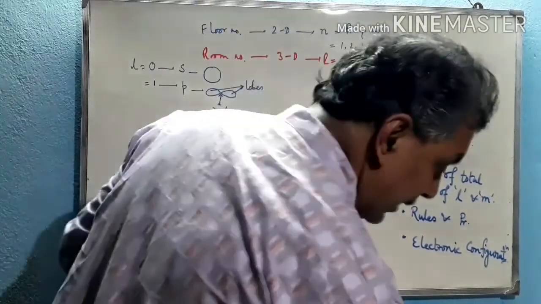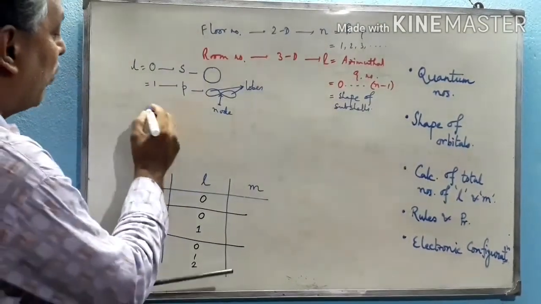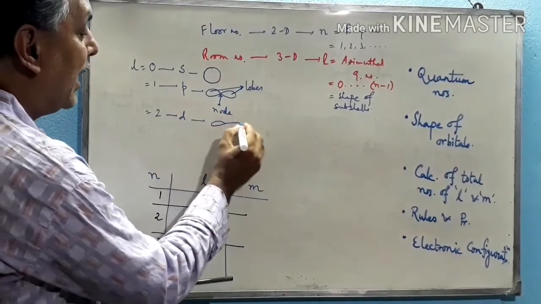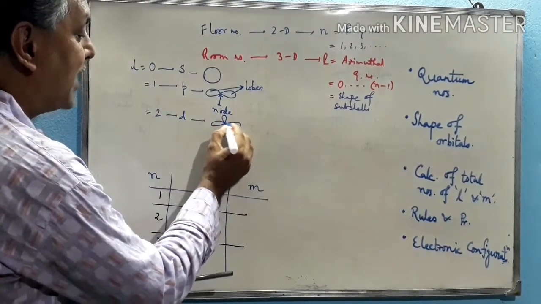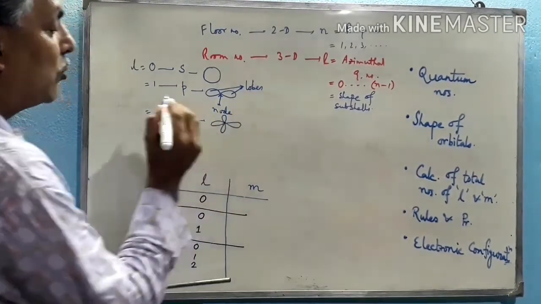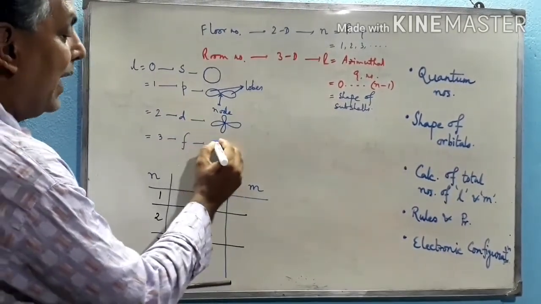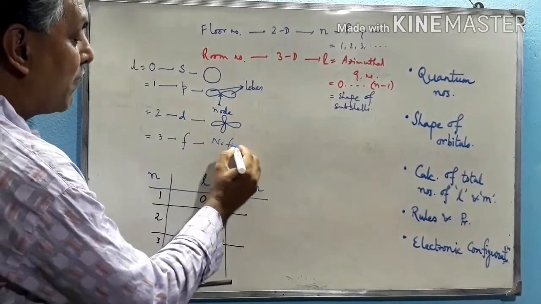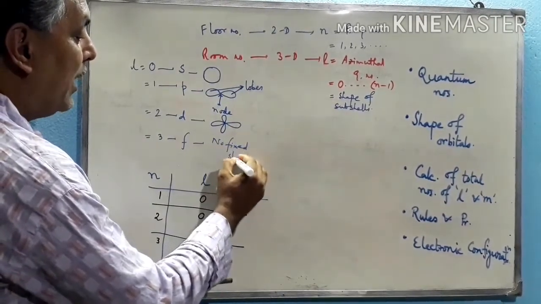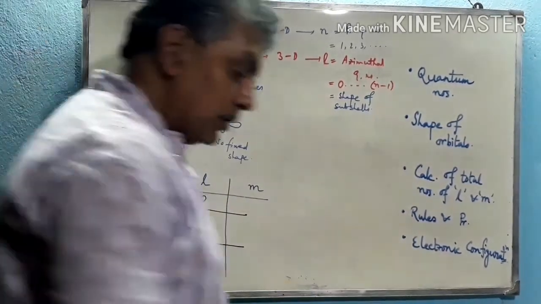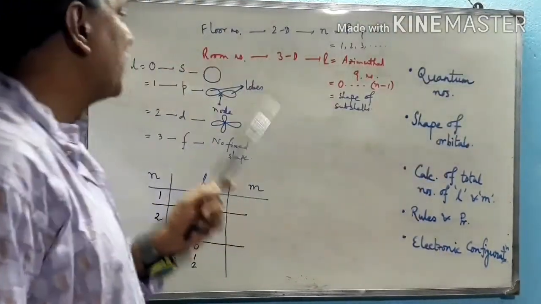That was l equals 1. Then l equals 2, that is for the d subshell, and it generally has a double dumbbell shape. There are 4 lobes with respect to one node. But when l equals 3, that is the f subshell, it has no fixed shape; its shape is continuously changing. Now these are actually the subshells.